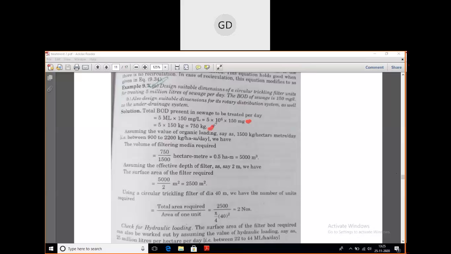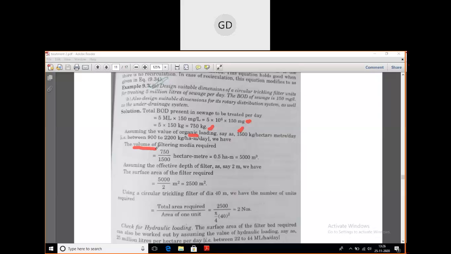Now you have to find out the volume of the filtering media. In order to find the volume of the filtering media, you need to assume the organic loading. Just now we have studied that organic loading is between 900 to 2200 kg per hectare meter per day. So you assume a medium value. They have assumed the organic loading value as 1500 kg per hectare meter per day.